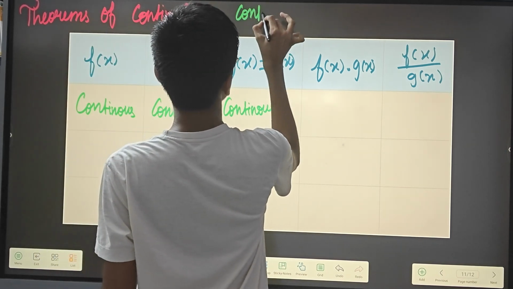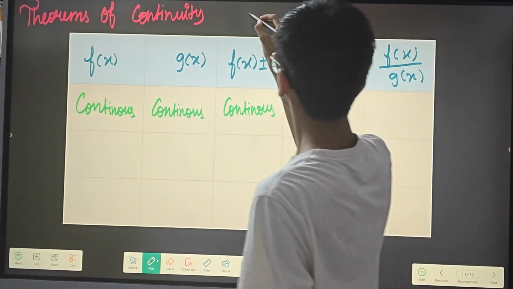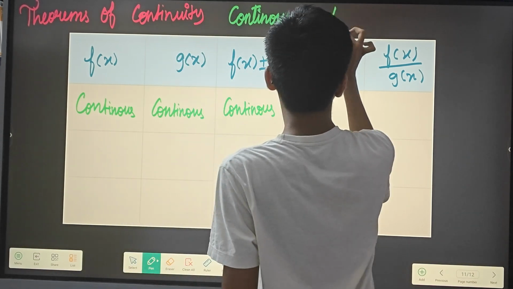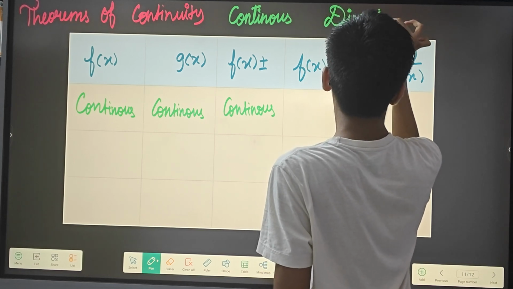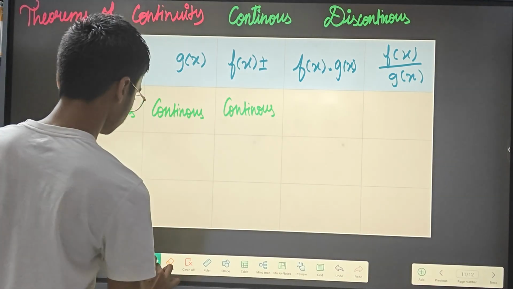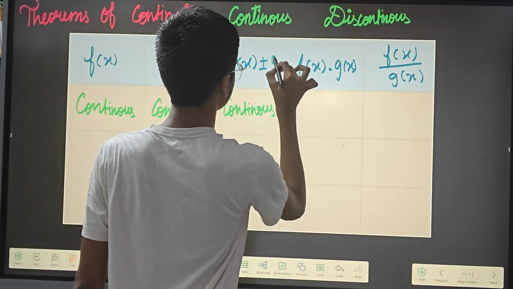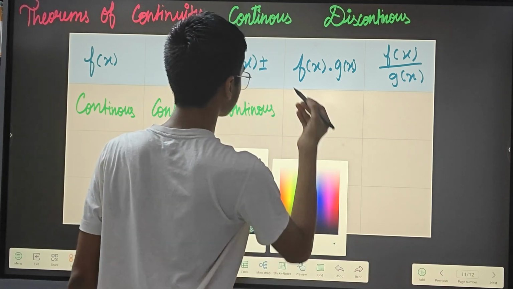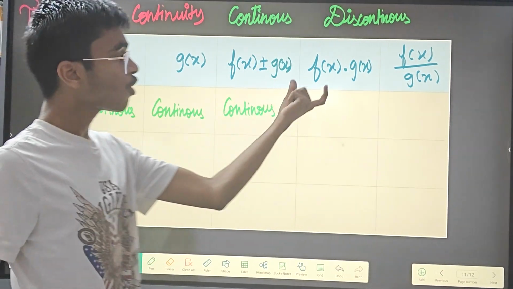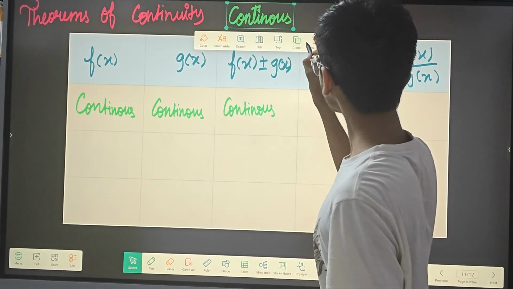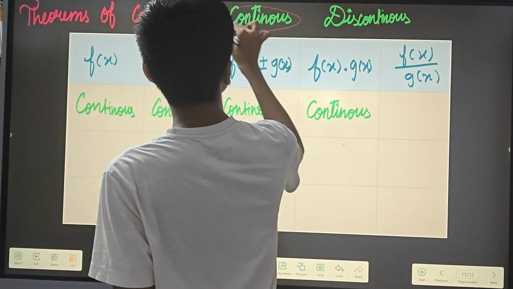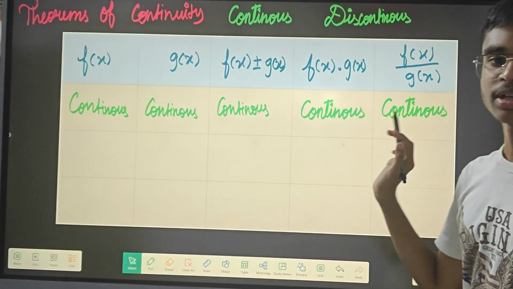I will write a little bit neat. If f of x is continuous and g of x is continuous, then f of x plus or minus g of x, f of x into g of x, and f of x divided by g of x will also be continuous. So all of these will be continuous. This is actually a theorem.